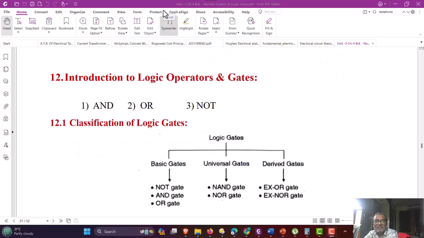That's all about the arithmetic operations on various number systems. So today we will stop here. We will continue our discussion of unit number 3 in the next lecture. In the next lecture we will study the basic building blocks of digital electronics, those are logic gates and Boolean algebra.